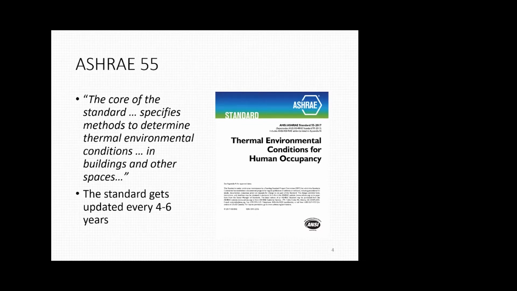The core of the standard specifies methods to determine thermal environmental conditions in buildings and other spaces. This helps engineers make design decisions that can achieve a reasonable amount of thermal comfort for the majority of people. There are always going to be outliers in a building, people who are not comfortable within the set temperature ranges. There's always going to be somebody who's uncomfortable, but this allows for a comfort that's acceptable for the majority of the people in the buildings.